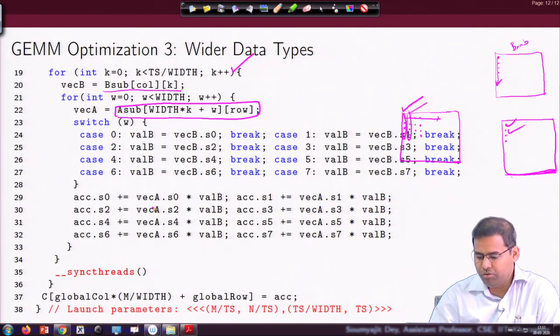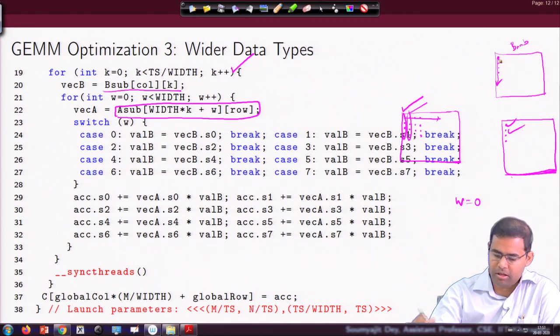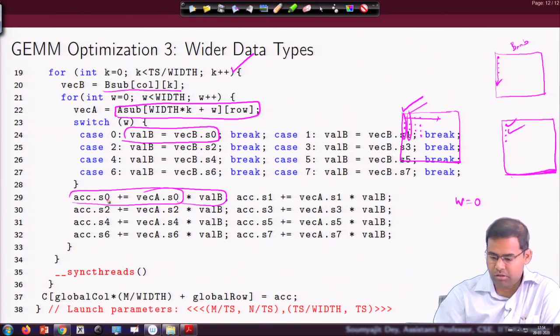So, what do I really need to do? You take vec a and you need to multiply vec a's S0, I am speaking for w equal to the 0 case. You need to take vec a's S0 component and multiply it with vec b's S0 component. So, for w equal to 0, I need vec b's S0 component. That is why I pick up this, and here I am multiplying vec a's S0 component with this, and that gives me the partial sum for this.